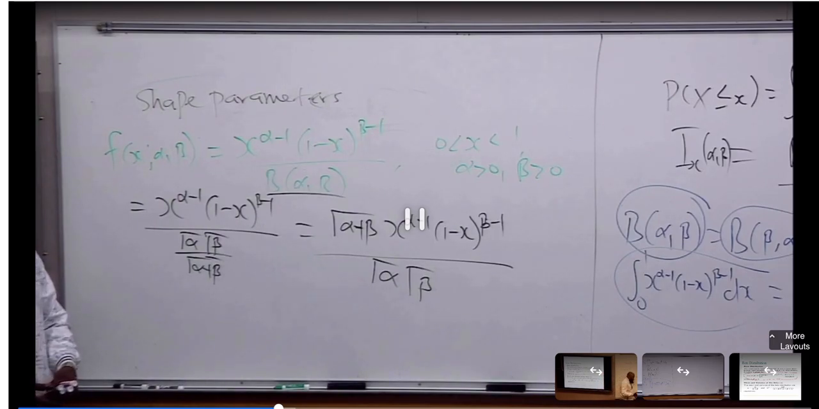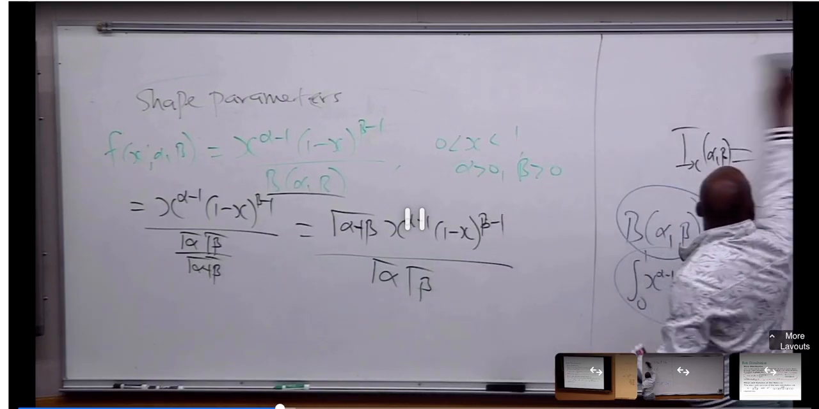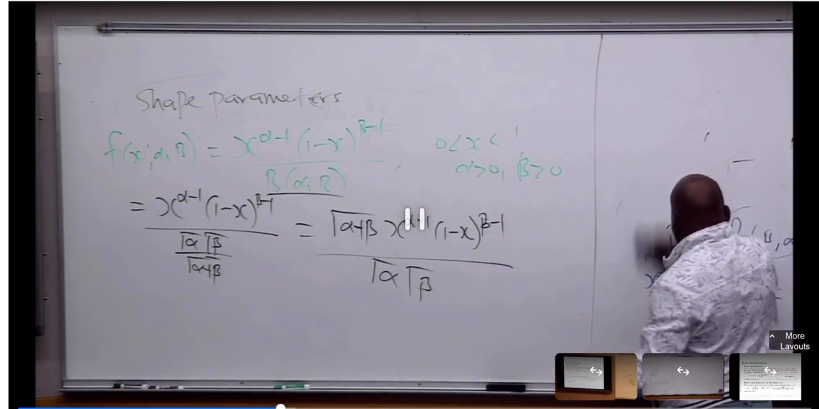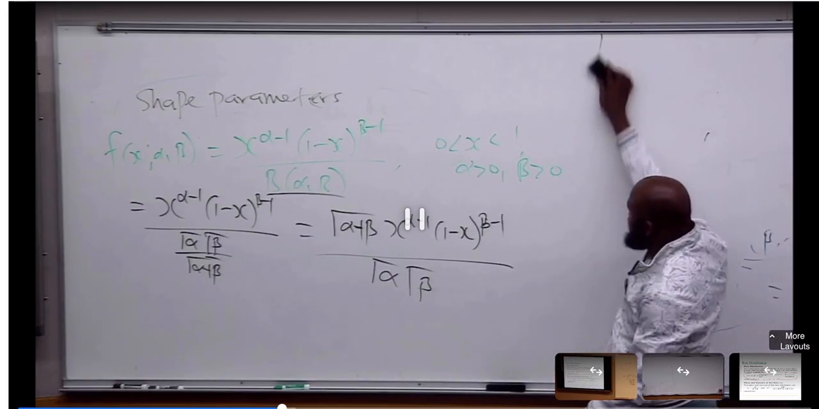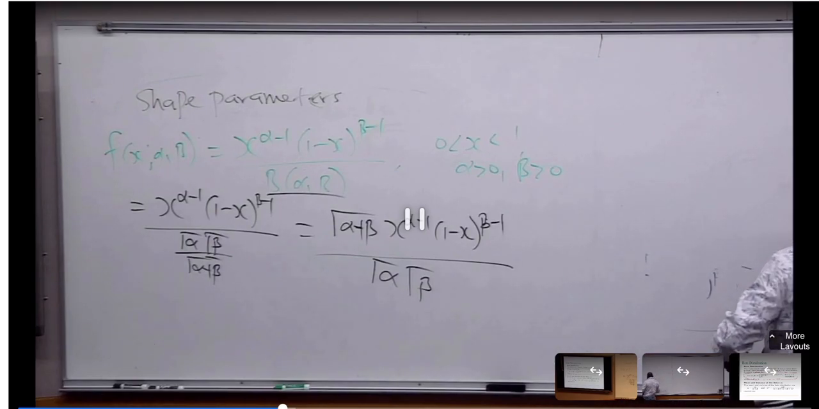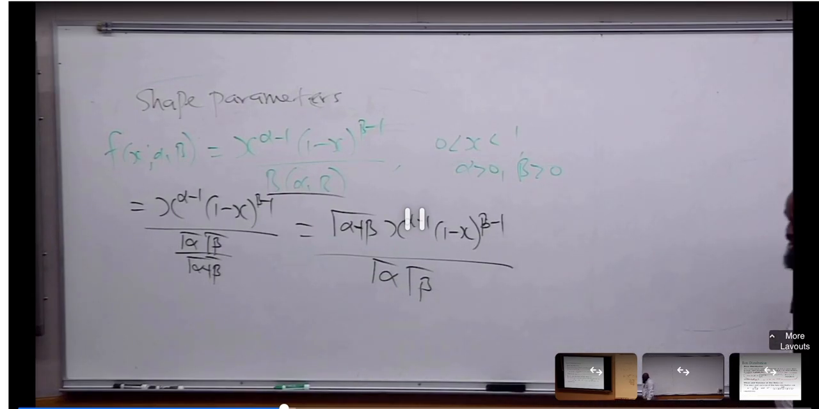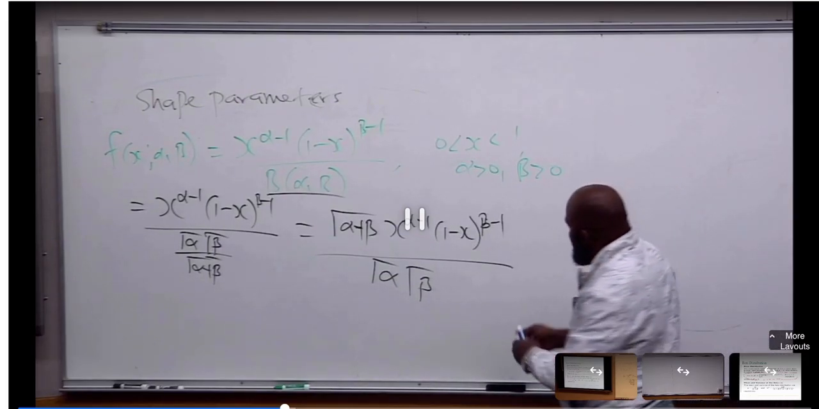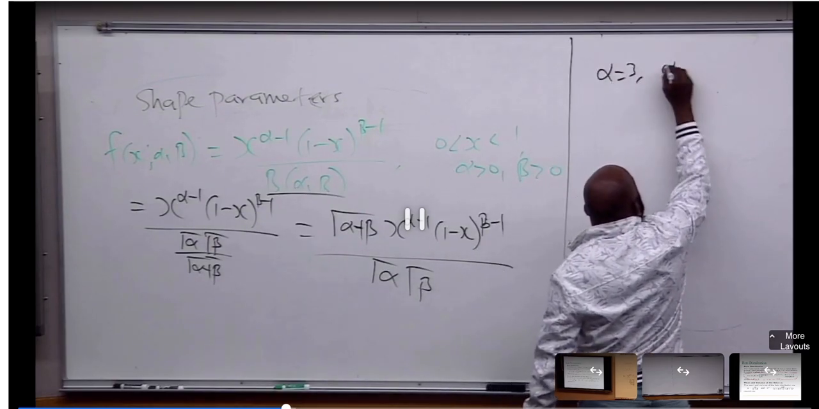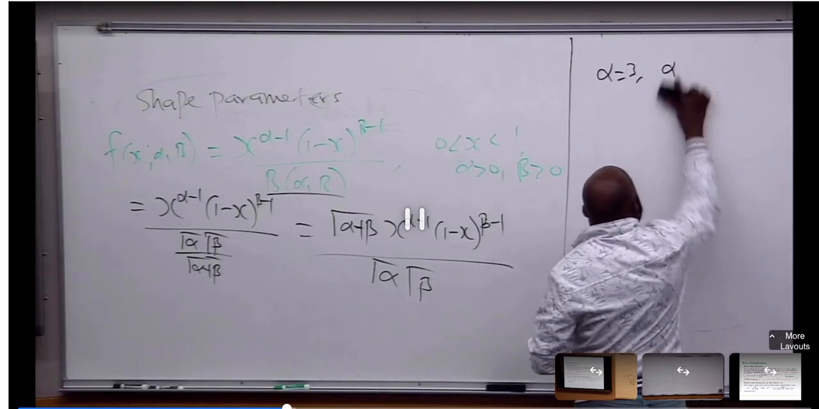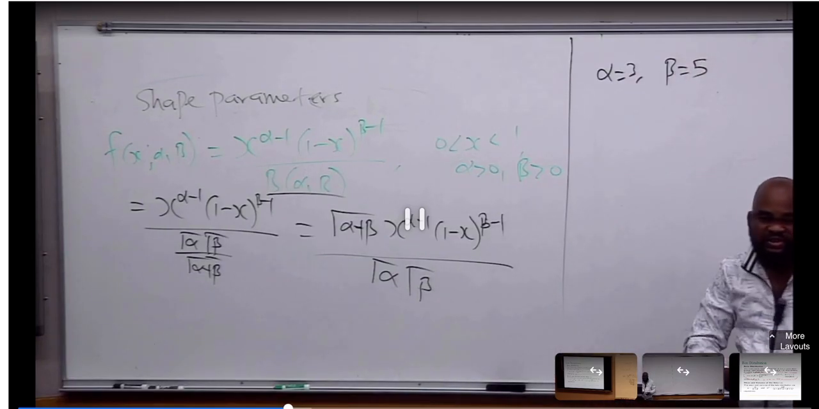Okay, now I think I just told you what we use the beta distribution to model. Let me tell you this: if you don't have the idea, we normally use this beta distribution as a prior probability distribution in Bayesian analysis. Okay, for instance, if alpha equals 3 and beta equals 5, maybe we're working on vaccination rates of a government.